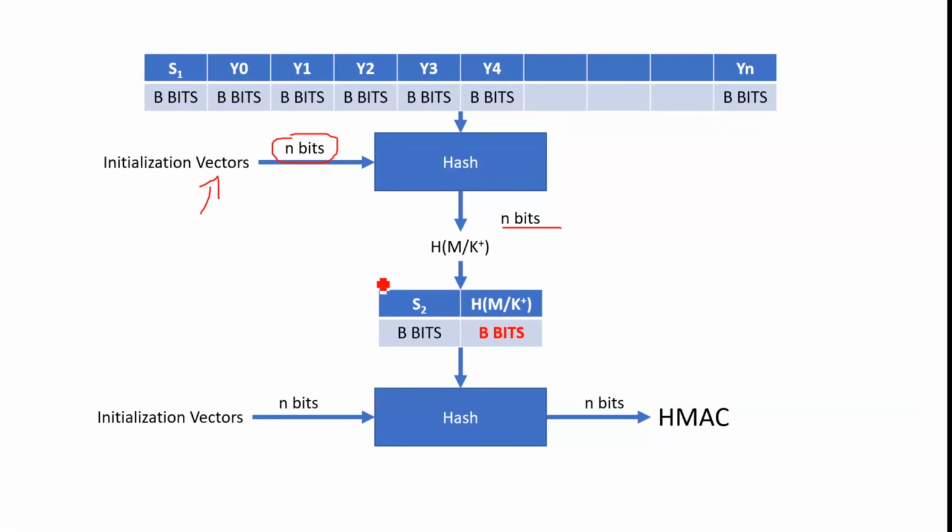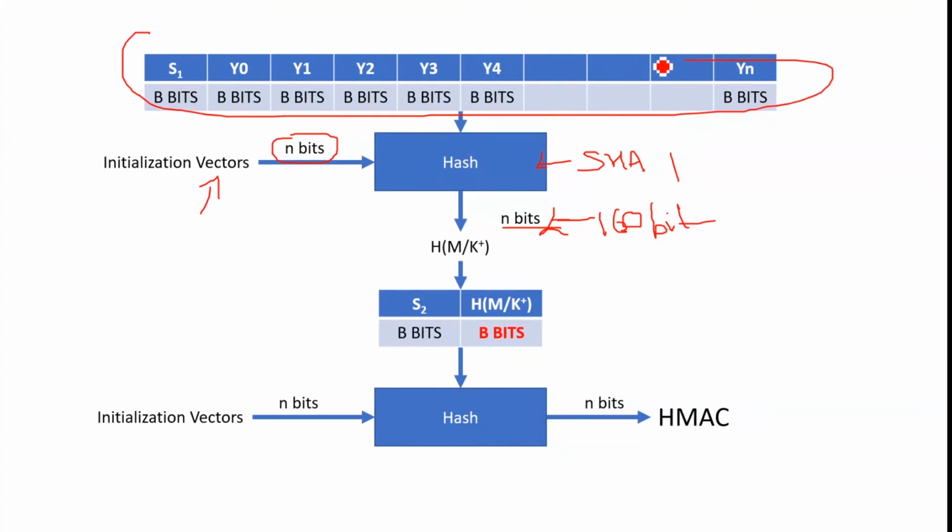Nothing new. So now we have generated a 160-bit output, since we have considered SHA1. And this 160 bits is nothing but the hash value of the entire message. Fine. Now what do we do?